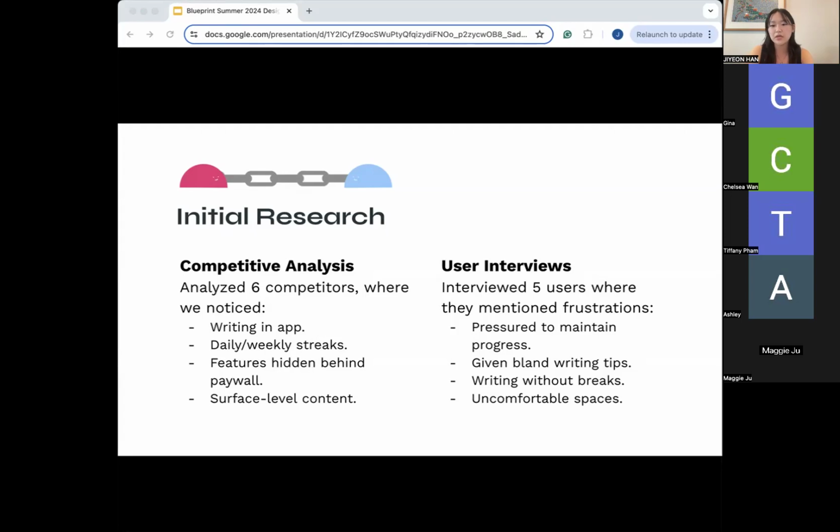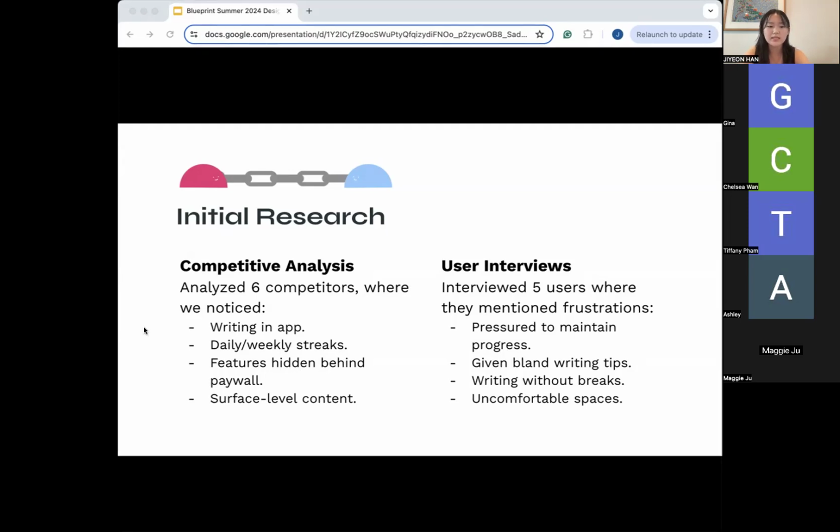Another part of the user research includes user interviews, where we spoke with 5 users who revealed some of their frustrations as part of RightGirl. They said that they felt pressured to maintain progress through streaks, which added unnecessary stress. Writing tips were often generic or bland, offering little value or inspiration. The writing process felt relentless with no built-in breaks or opportunities to reflect. And lastly, some users expressed discomfort with the spaces provided, whether digital or physical.